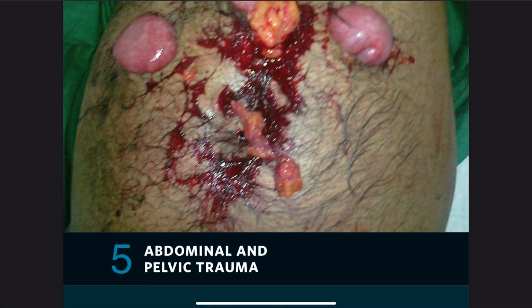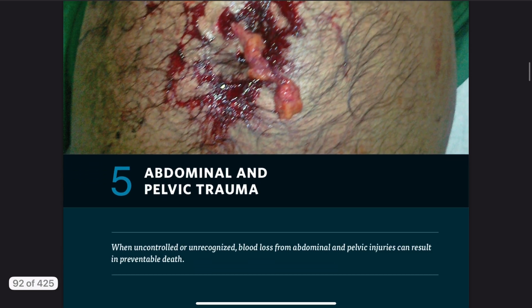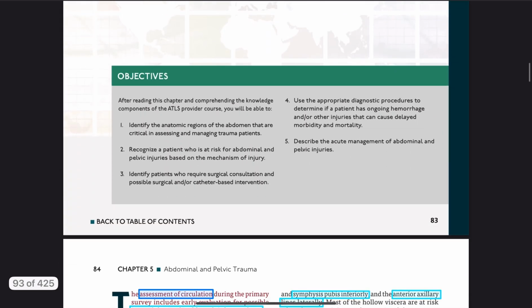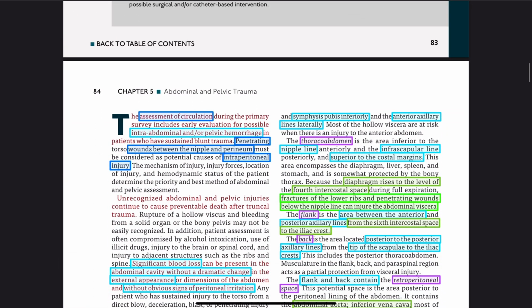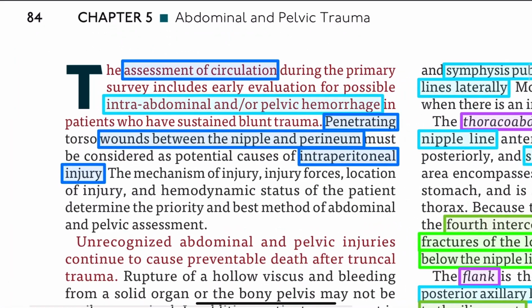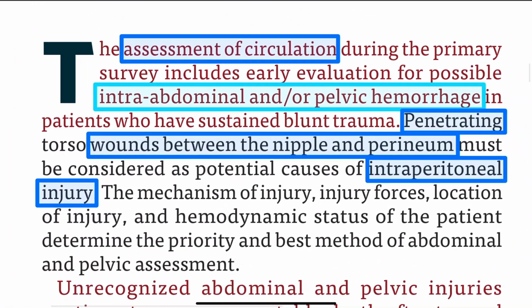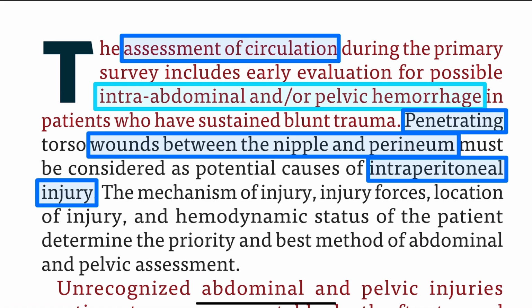The fifth chapter of ATLS, that is abdominal and pelvic trauma. The assessment of circulation during the primary survey includes early evaluation for possible intra-abdominal and/or pelvic hemorrhage. So assessment of circulation during ABCD will also evaluate the intra-abdominal or pelvic hemorrhage.